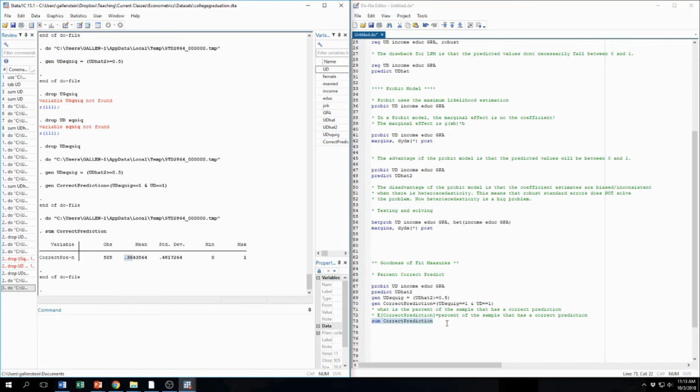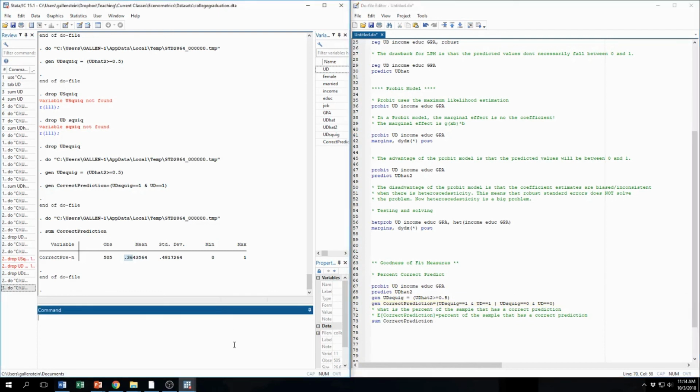Actually, let's see. No, I'm sorry, I need to correct this. Correct prediction should equal 1 if both of these equal 1, or if both of these equal 0. Something was wrong there. That means that when UD squig equals 1, UD equals 1, that'd be a correct prediction. If UD squig equals 0 and UD equals 0, that's also a correct prediction. It's an incorrect prediction when UD squig equals 1 and UD equals 0, or if UD squig equals 0 but UD equals 1.